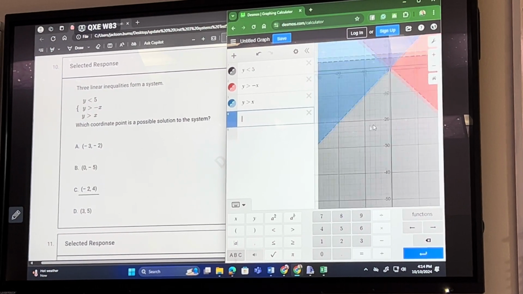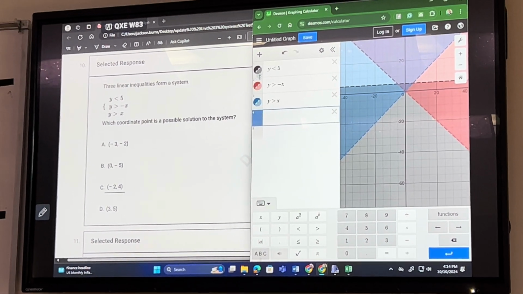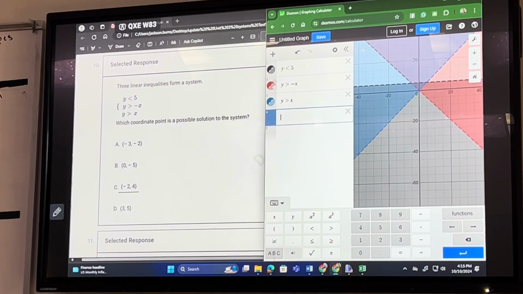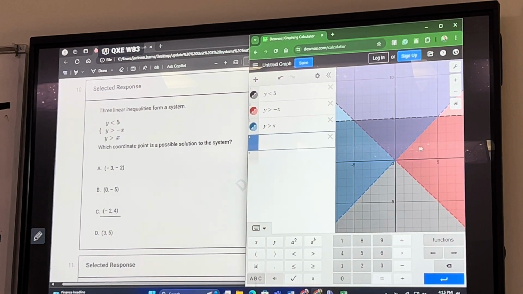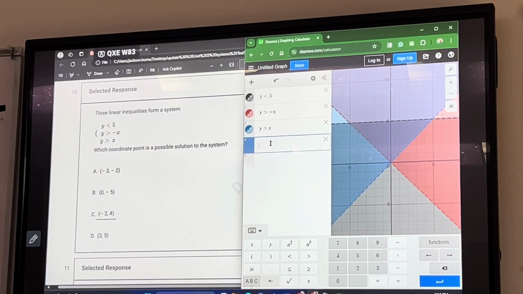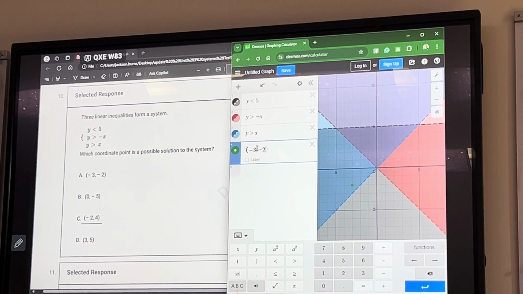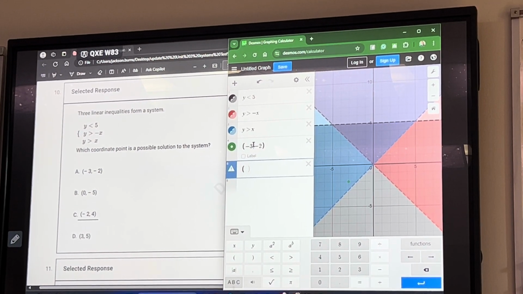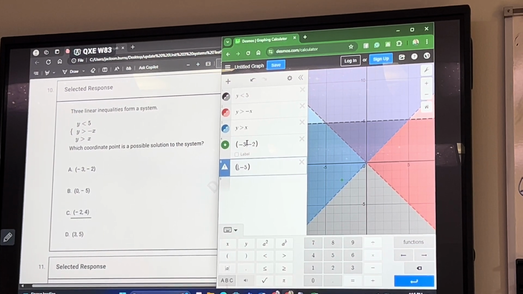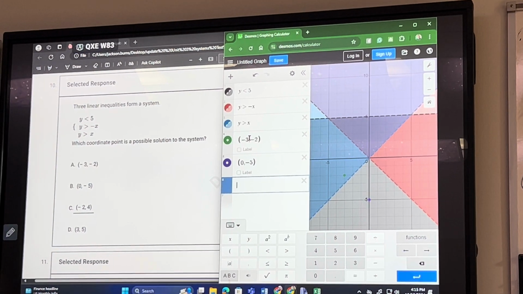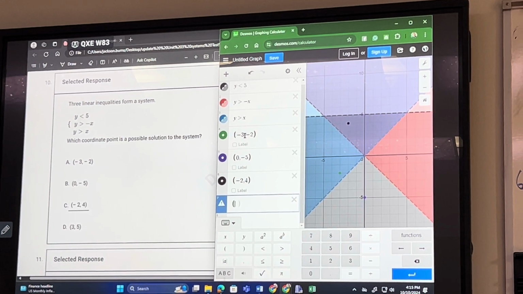All right, so what I like to do, I like to use my red and my blue, again, to get purple, and then I like to use black. So I know my answers have to be in dark purple. So dark purple is this little triangle right here. I can enter in those ordered pairs to see if anything is in those triangles. There you go. Negative 2 comma 4 and 3 comma 5.